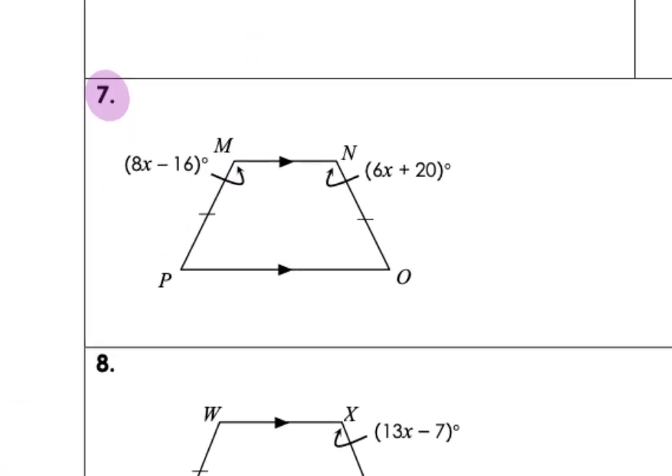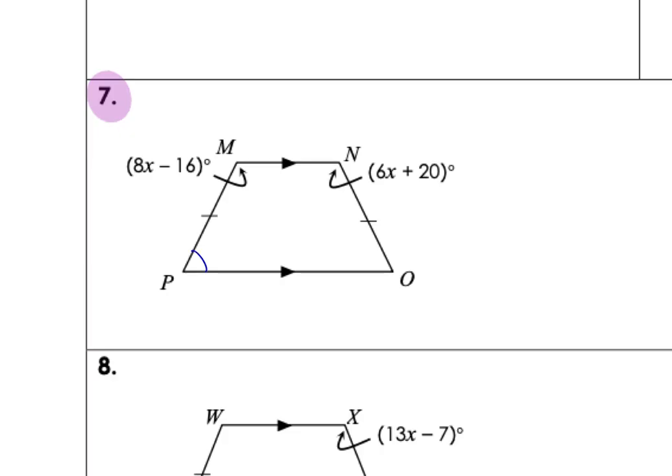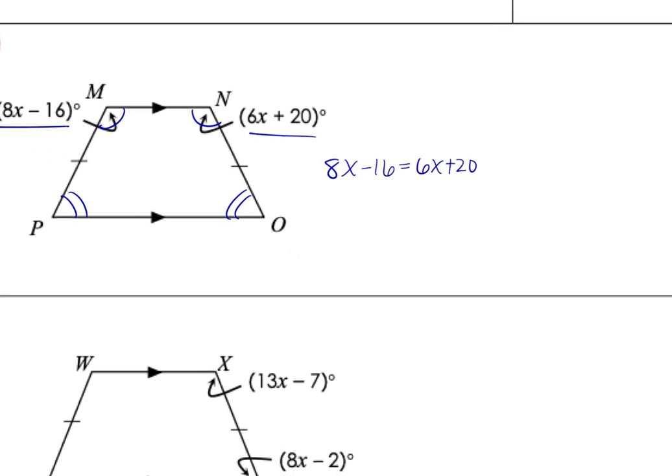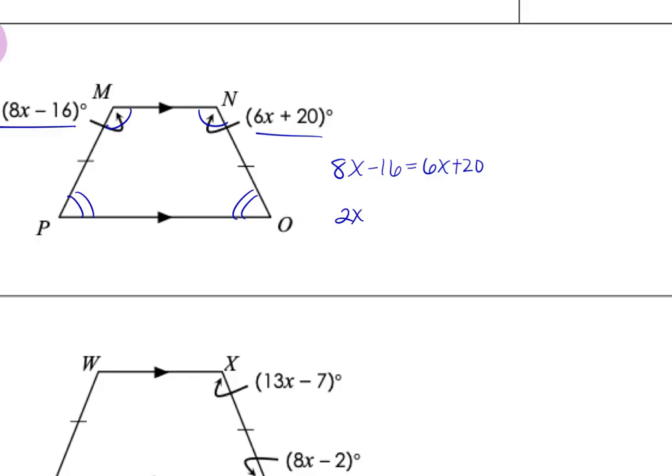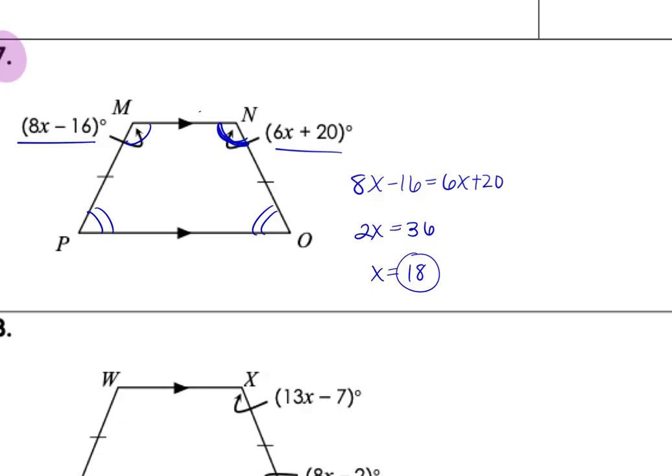Second chunk here is trapezoids. This is a nice isosceles trapezoid, which means base angles are congruent and base angles are congruent. Okay, that means you're going to take these and set them equal to each other. So 8x minus 16 equals 6x plus 20, and solve that. Take away your 6x, you get 2x, add your 16, you get 36, divide by 2. So x is 18.